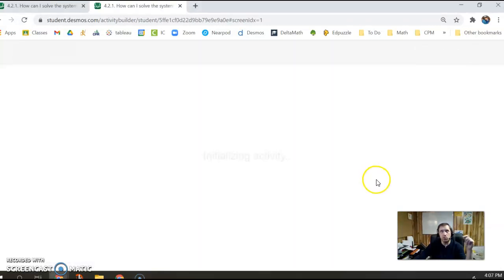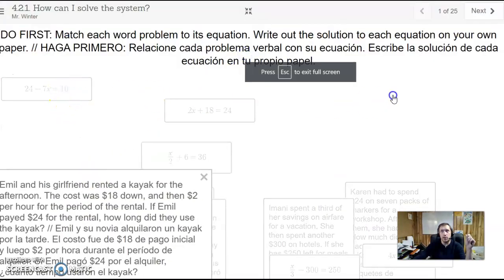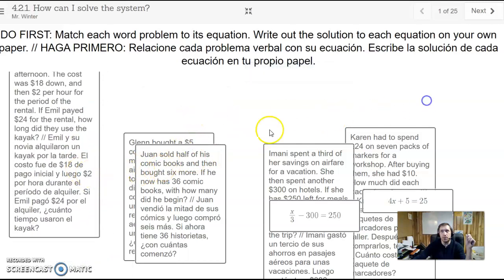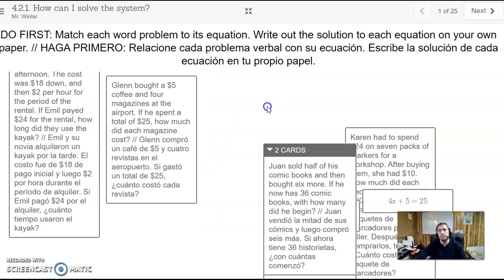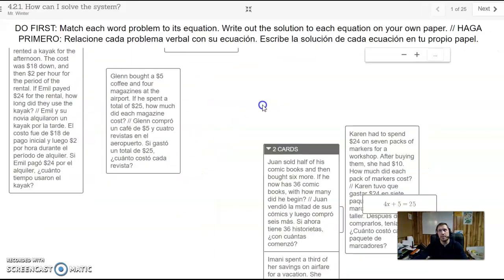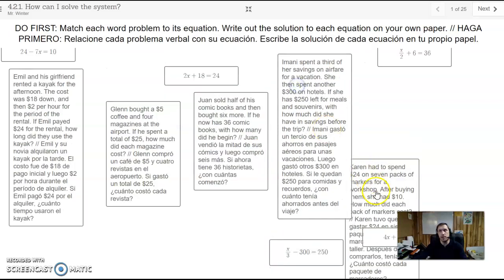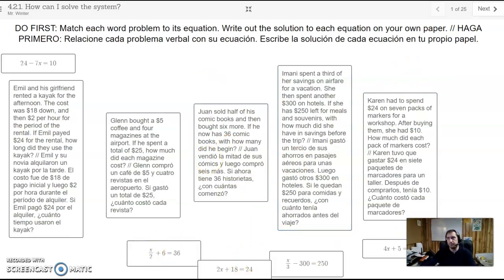We started out right away with this matching problem here. We have five different problems that we're matching up with equations. I'm just going to line these up so we can take a peek at them.